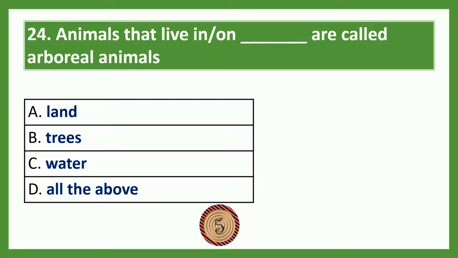Animals that live in or on dash are called arboreal animals. Option A land, option B trees, option C water, option D all of the above. The answer is option B trees. Arboreal animals are those animals that spend most of their lives eating, playing and sleeping in the canopy of trees. Examples are monkeys, koalas, possums, sloths and various rodents and a variety of insects.